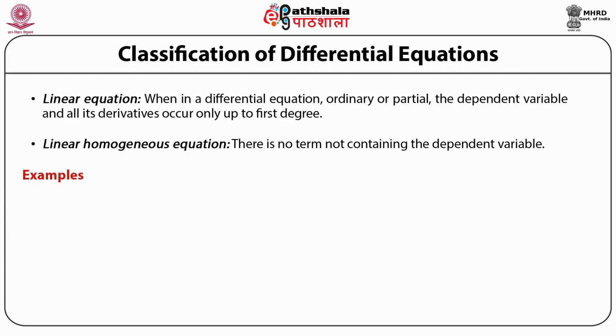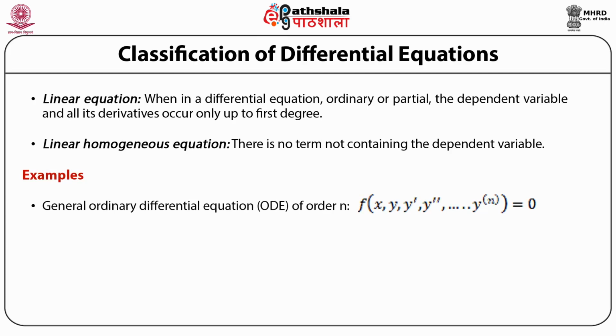Now, the examples of differential equations. First, the general ordinary differential equation of order n can be written as f of x, y, y prime, y double prime, and so on till the nth order derivative of y is equal to 0. Here, x is the independent variable, y is the dependent variable, and y prime, y double prime, and so on, the nth order derivative of y are the derivatives of y of order 1, 2, and so on till n respectively.